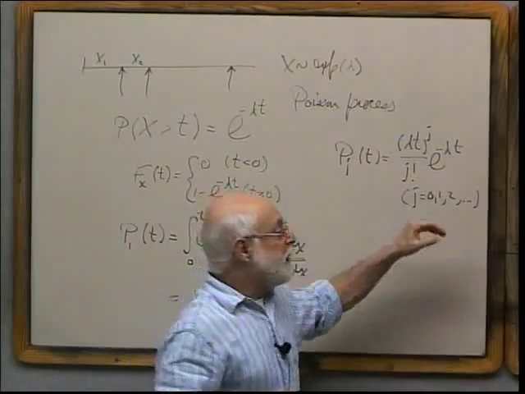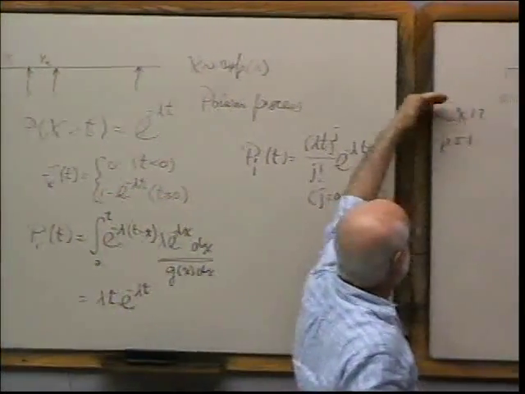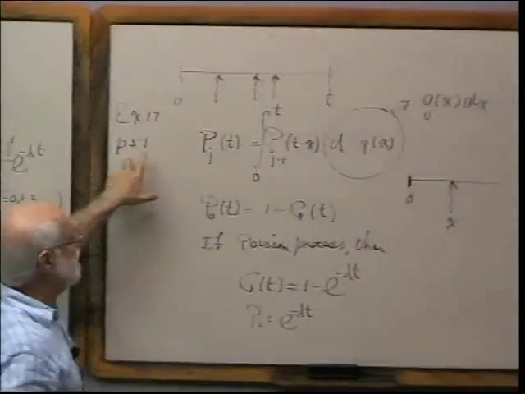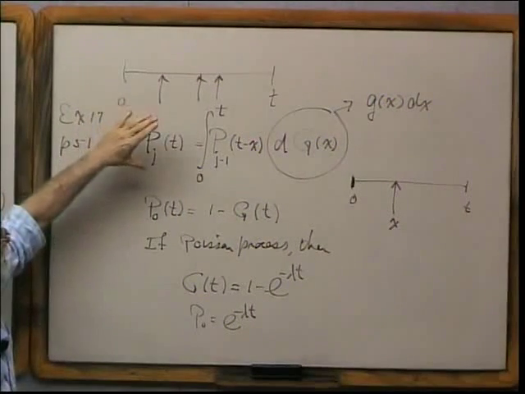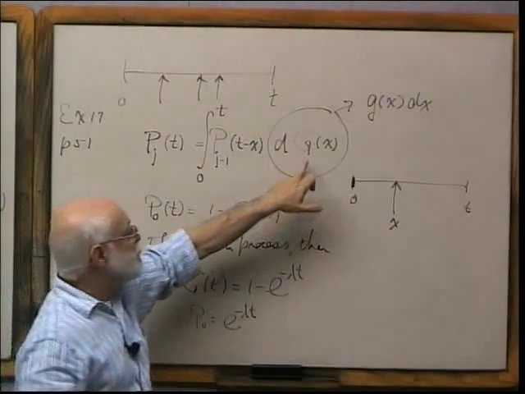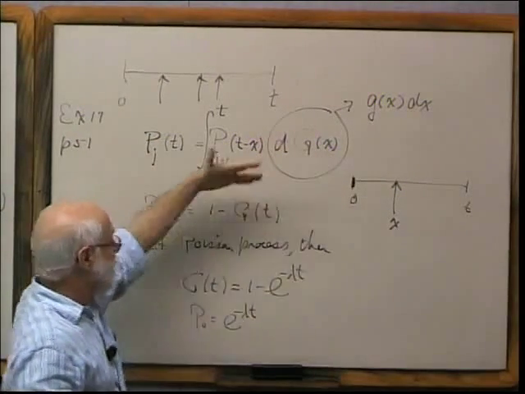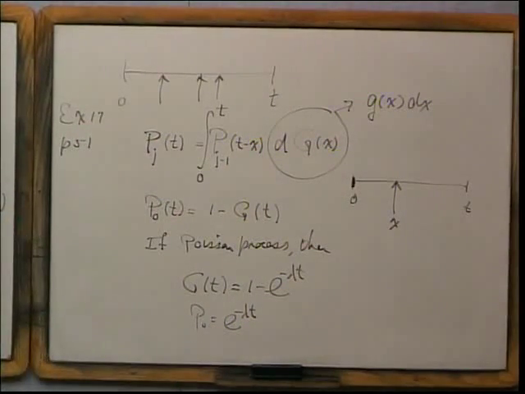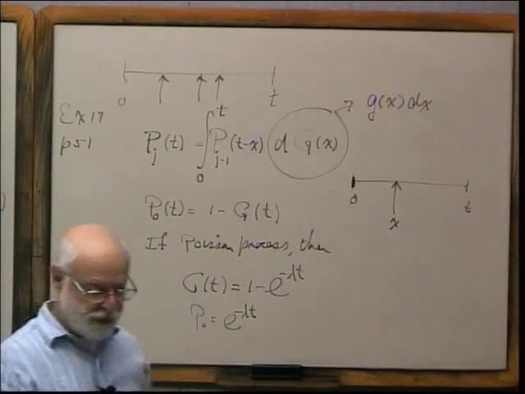Now, this is a general statement, and so if you go to exercise 17 on page 51, it points this out and then asks you to assume that the g here is exponential, turn the crank, and show that that produces this. And this is standard stuff. Everybody knows this. Standard stuff in stochastic processes.